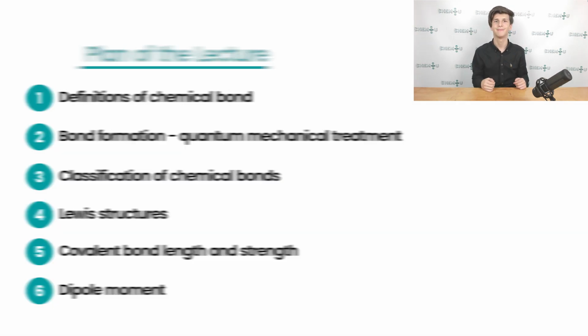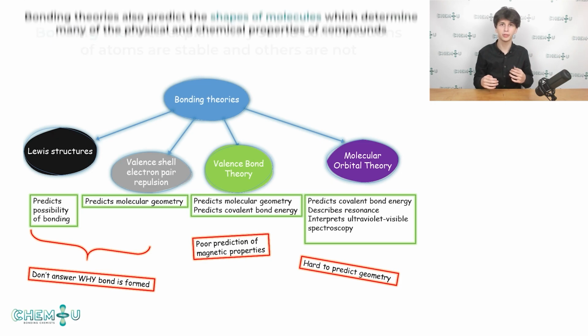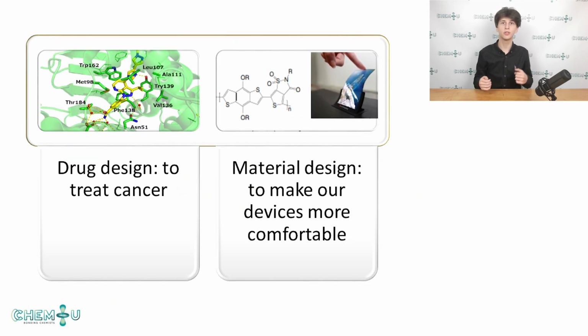Let's go! Bonding theories explain why some combinations of atoms are stable and others are not. For example, bonding theories explain why water's formula is H2O and not H3O. Bonding theories also predict the shapes of molecules, which in turn determine many of the physical and chemical properties of compounds. Scientists use knowledge about chemical bond formation to predict new drugs and new functional materials.